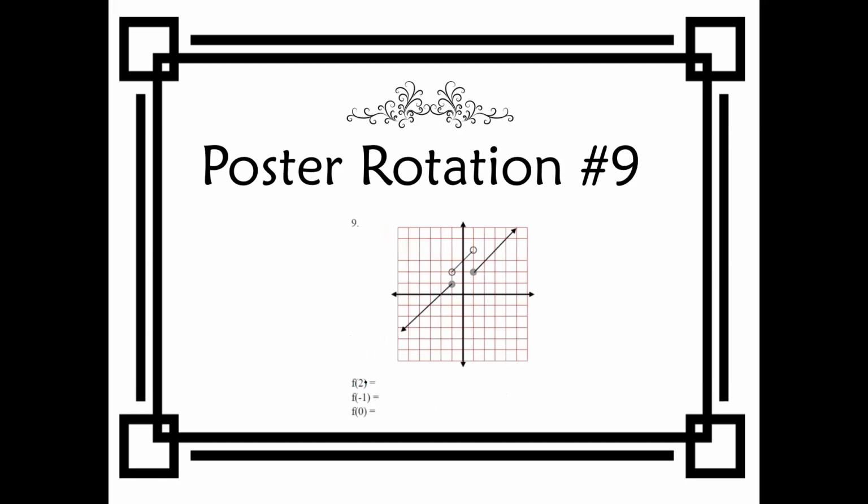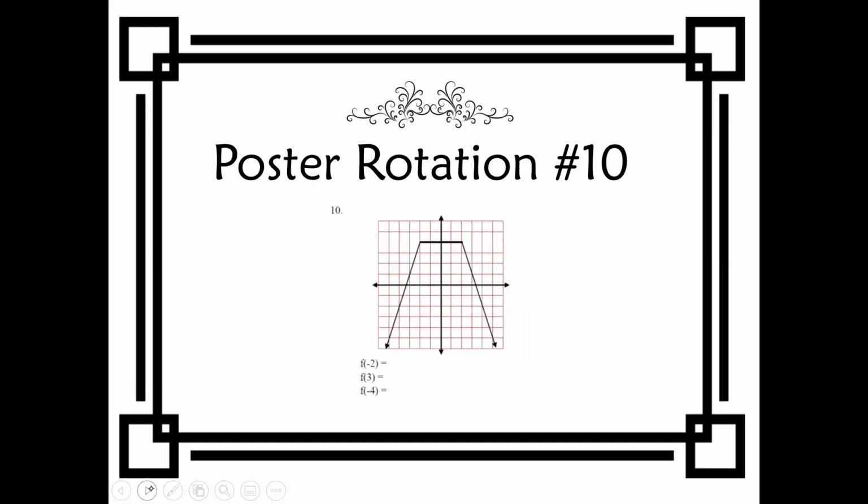Let's take a look at number 9, f of 2. So going over to 1, 2, my answer is going to be 3. At -1, this is kind of tricky because you have an open circle, which means it's not included, and a closed circle. So at -1, you always use the closed circle, so that's at +1. f of 0, 1, 2, 3 will be at +3. You guys go ahead and give it a try for number 10.